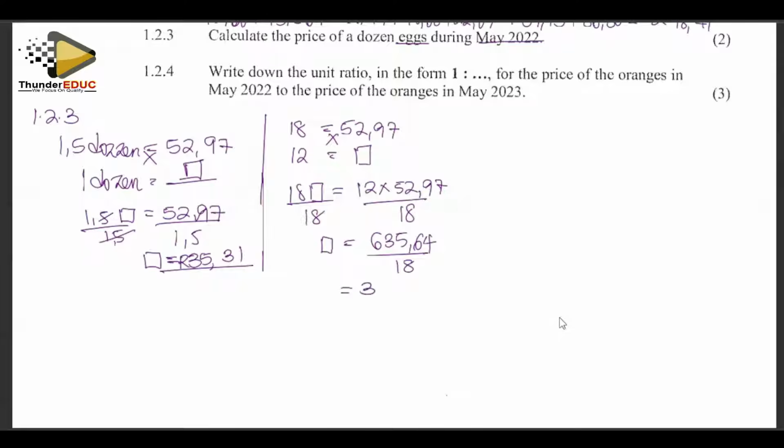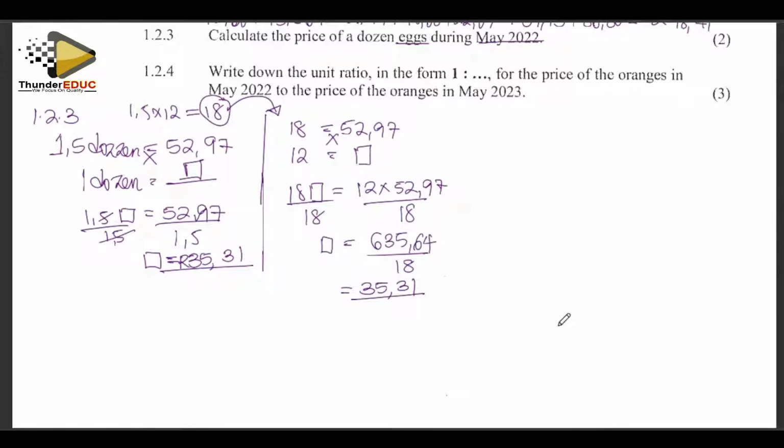Still you have the same answer. Where did I get the 18? Because we see 1.5 dozen, and because a dozen has 12 items, if you multiply it, you get 18. That's how I got 18.